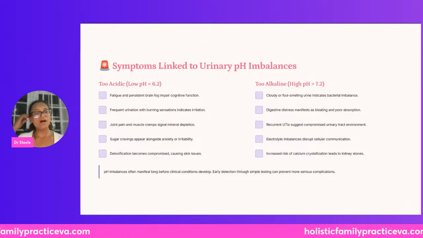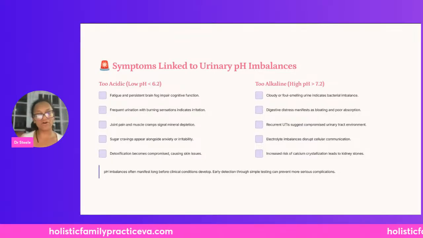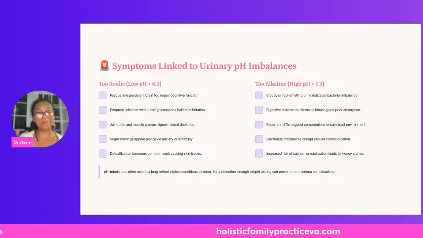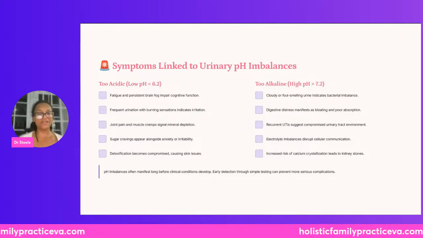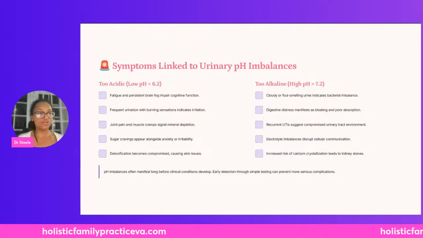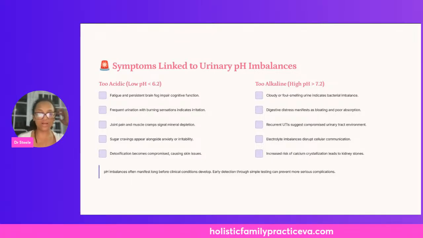Okay, there we go. If you're too acidic, meaning that low pH, less than that 6.2, you may have fatigue and persistent brain fog, which is going to impair your cognitive function. That can be because of the protein maldigestion and the accumulation of yeast within your GI tract. Frequent urination and a burning sensation can indicate an irritation as well. Joint pain and muscle cramps occur because you're not processing your minerals, so your mineral depletion, your magnesium, your chloride, etc. Sugar cravings can also appear.